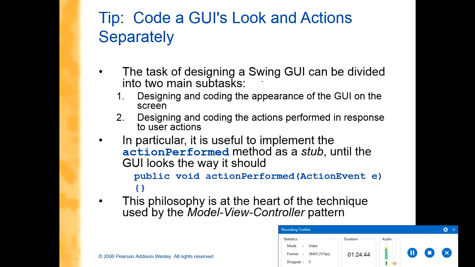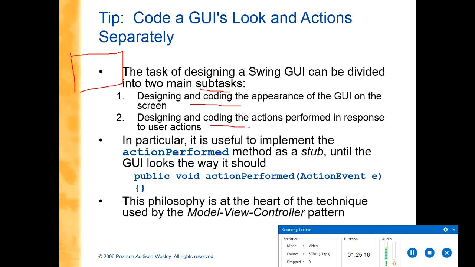The task of designing a Swing GUI can be divided into main subtasks. First of all, we have to design and code the appearance. So the first thing is you have to check the appearance. You always have to look for the layout. How does the layout look? It will not be given in the program or the question itself. This is your task to find how to define the layout, and you can do this with practice.